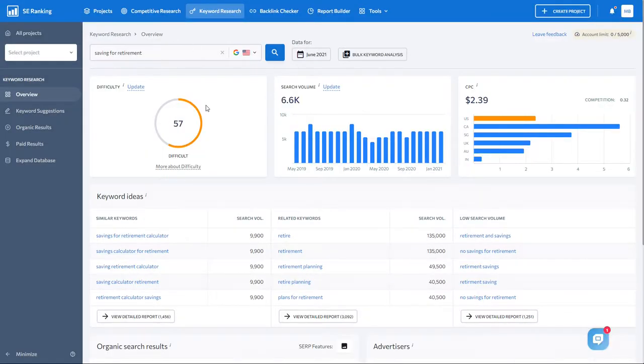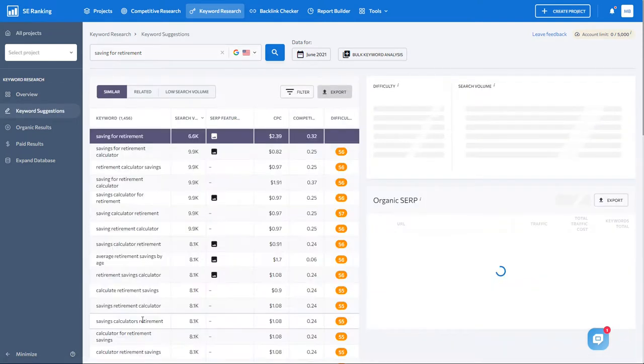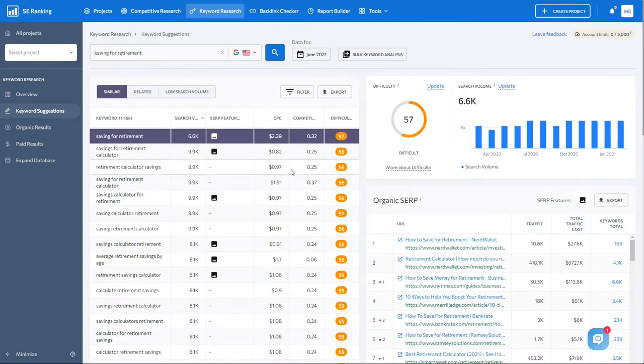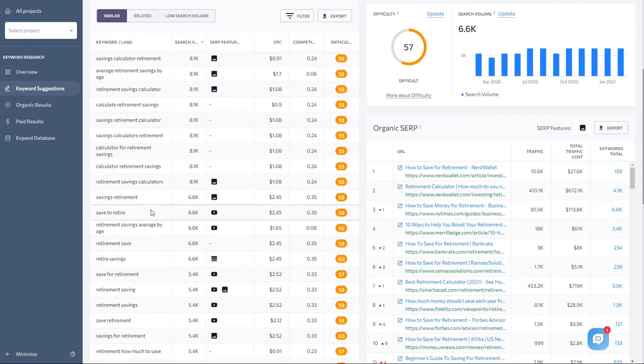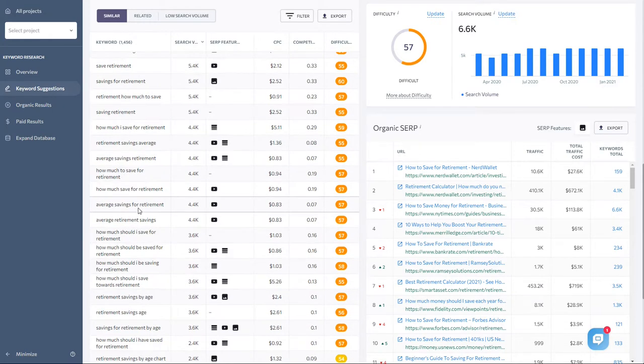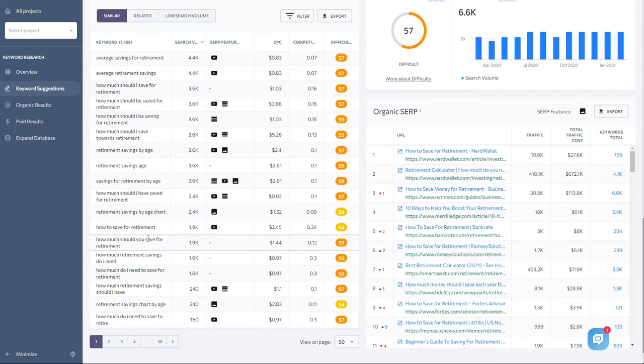Okay, so saving for retirement. Here, this tool gives you similar keywords and related keywords and low search volume keywords. So if we look at the similar keywords, we've got 1,456. Okay, that looks pretty good. So here we've got saving for retirement calculator, retirement calculate savings, save to retire, and average savings for retirement. How much should you save for retirement?